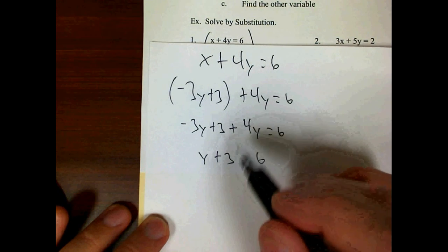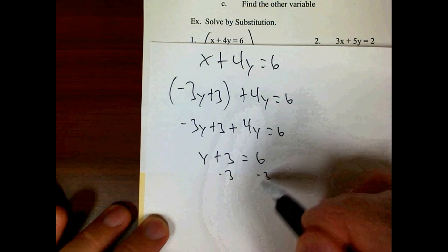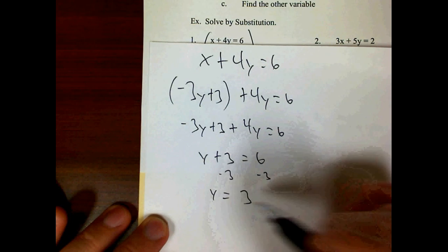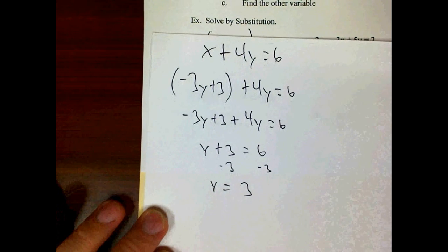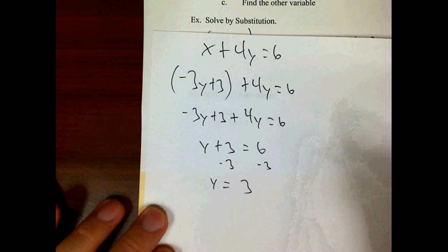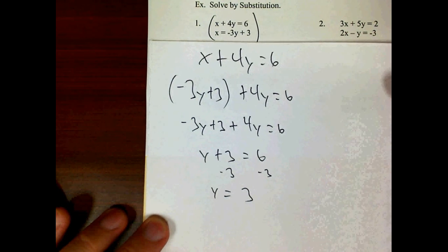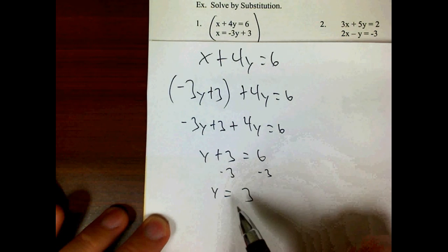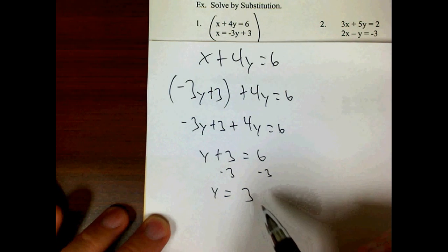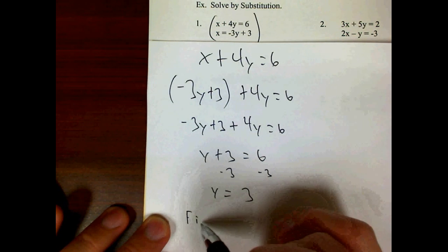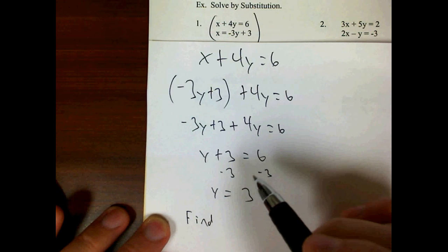Going to isolate the y by subtracting 3 from both sides. We end up with y equals 3. Now, a lot of people will miss this problem because they think they're finished, but we're not finished. Anytime you're solving an equation and you end up with a y equals or an x equals, that's just part of the answer. We also have to find the x value because we're looking for ordered pairs or points, and they're always of the form x comma y.